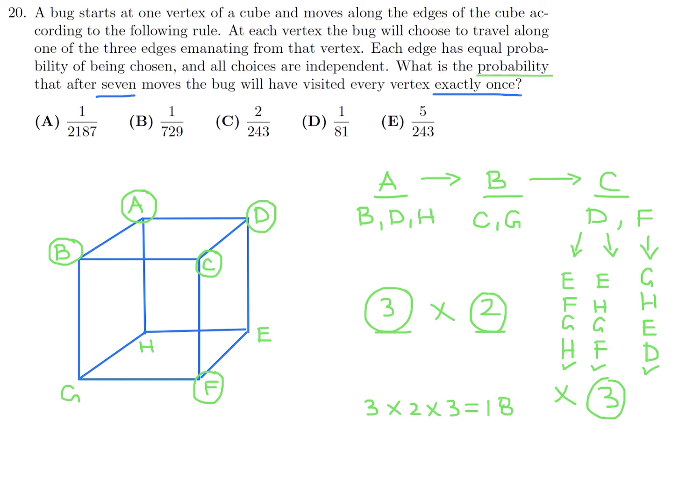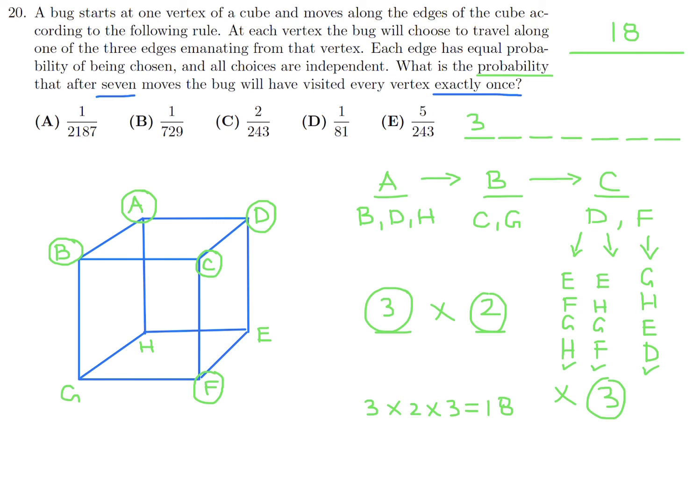But this is a probability question. So they want you to figure out usually a fraction, right? Something over something. Well, the numerator we just figured out was 18. But what's the denominator? Well, the denominator in any probability question will be the total number of ways, regardless of any condition. Well, we have 1, 2, 3, 4, 5, 6, 7 moves, right? And for each of these 7 moves, you have, without any conditions, 3 possible choices. 3 places that you can go.